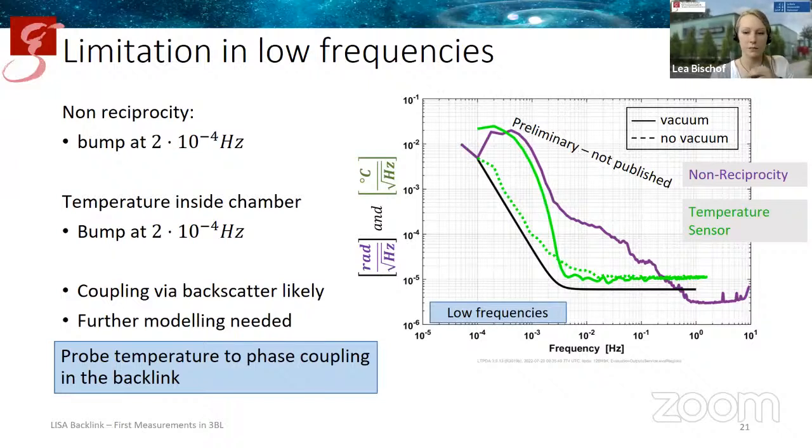However, with this measurement, you see we are really way above the requirement here, but it's very interesting because this high noise level allows us to probe our understanding of the temperature to phase coupling in a backlink. And when we change the laboratory environment by using the pumps differently, changing the heat load, we will be able to have these measurements at different temperature environments, and then we can really study our model on how this temperature to phase coupling in a backlink works. So, this is kind of a problem, but it's also kind of a nice opportunity.